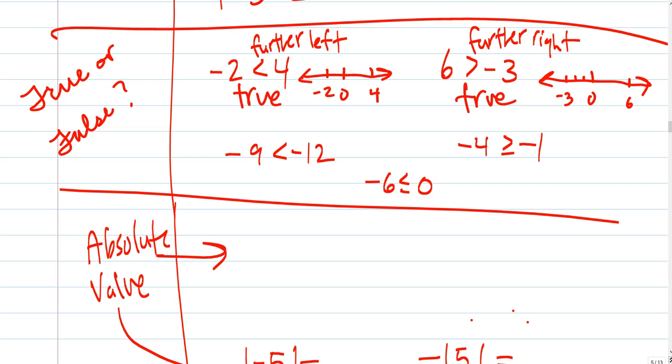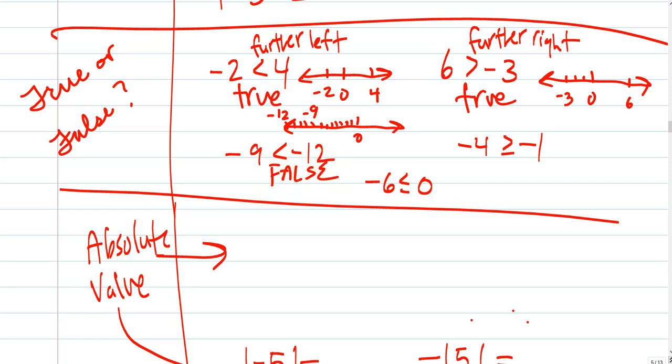Is negative 9 less than negative 12? Here's where I start catching people. People look at this and go, yeah, absolutely, this is true. Is negative 9 further to the left of negative 12? Well, if I had my number line, and I went back 1, 2, 3, 4, 5, 6, 7, 8, 9, negative 12 would be further to the left. Is negative 9 below negative 12? Is negative 9 to the left of negative 12? That would be false.